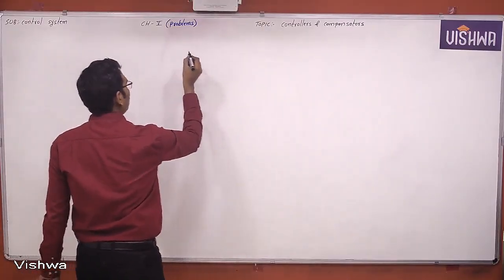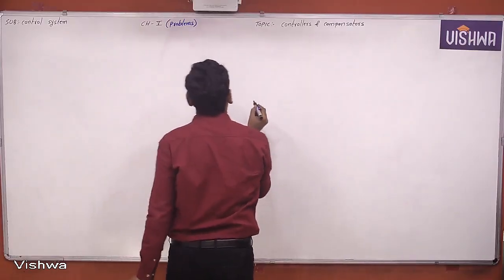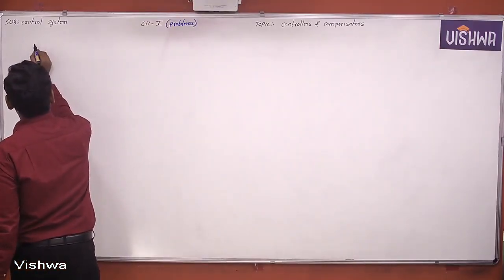Now the question is, by considering the block diagram, he is giving the block diagram. Okay, so this is the block diagram. First we'll take the block diagram.